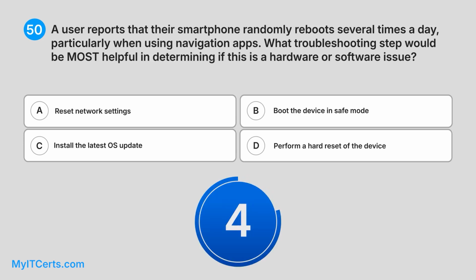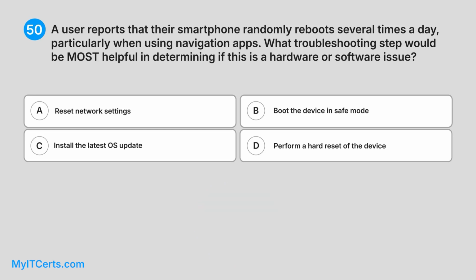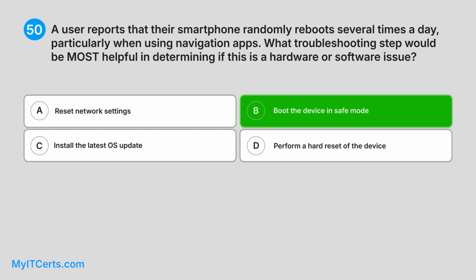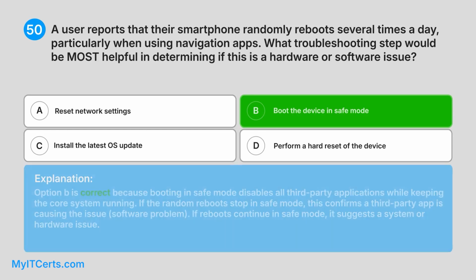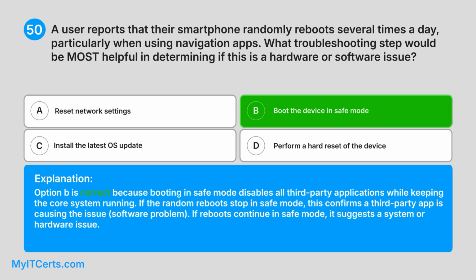What do you think is the answer? Correct answer: B. Boot the device in safe mode. Explanation: Option B is correct because booting in safe mode disables all third-party applications while keeping the core system running. If the random reboots stop in safe mode, this confirms a third-party app is causing the issue, a software problem. If reboots continue in safe mode, it suggests a system or hardware issue.